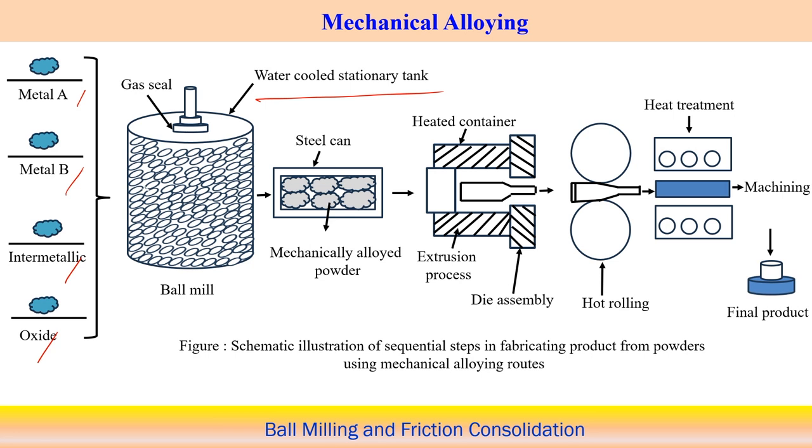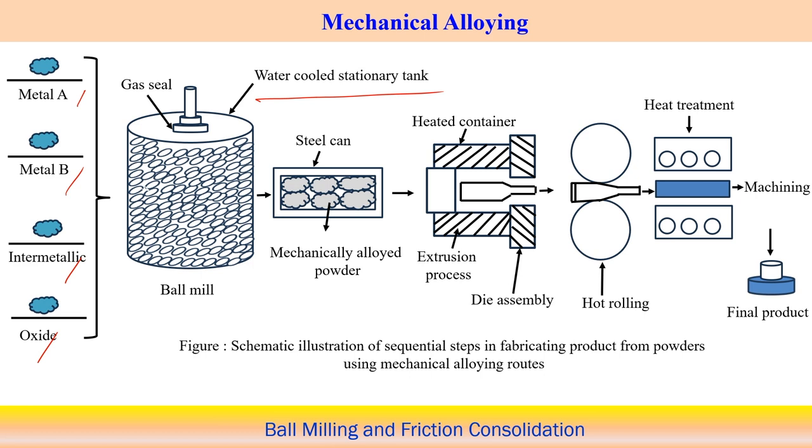Now here you see the steel can from which the mechanically alloyed powder is supplied. The powders are mixed and bonded with respect to each other, and once consolidated into a solid component, we can heat it in a heated container. When the powders are consolidated into a solid shape, we perform the extrusion process using the die. Once the extrusion is done, we follow the hot rolling operation.